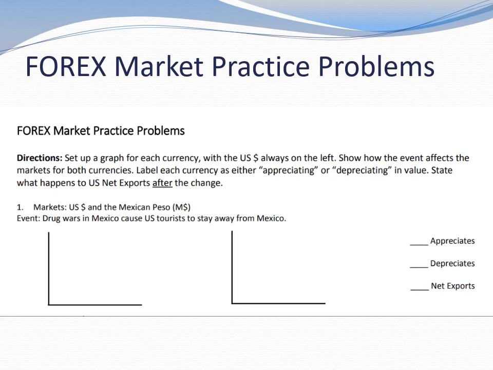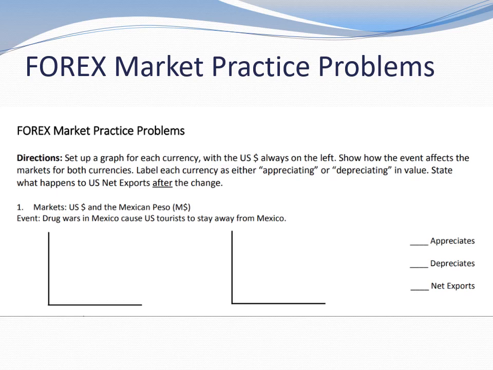The answer should be that the demand for the Mexican peso will decrease because they no longer are experiencing as many American tourists entering their country, right? So if we see a decrease in the demand of Mexican pesos, then that also means we're going to see a decrease in the supply of the US dollar. Now, one reason is because that's the rule that I just told you a minute ago.